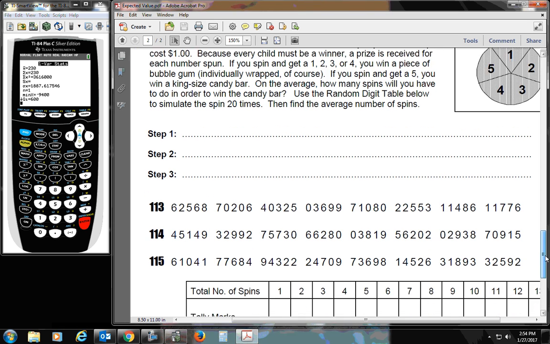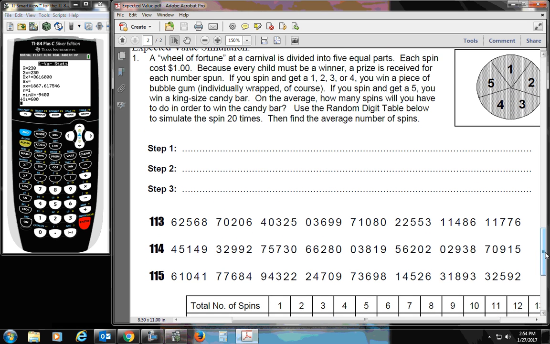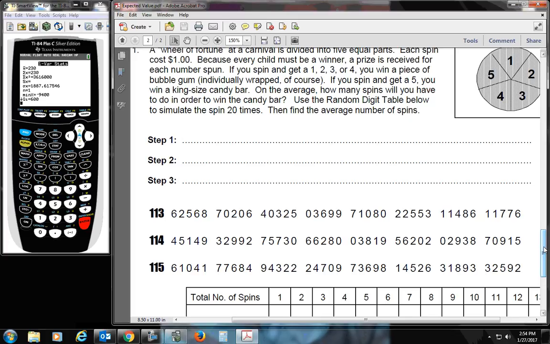So we really don't care about winning the bubble gum. We just care about winning the candy bar. And so there's different ways you can do this. There's 5 equal parts of the spinner, and so you want to assign your digits to basically be 20% a piece. Section 1 is 20%, 2 is 20%, 3 is 20%, 4 has a 20% chance of winning, and then 5 has a 20% chance of winning.